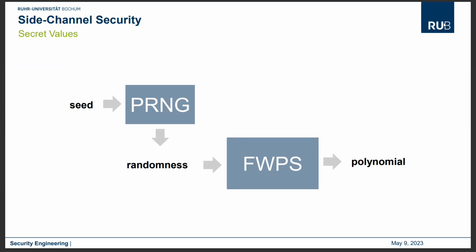For the fixed weight polynomial sampling, we have as inputs some randomness, and the output is a polynomial. And for other schemes, this polynomial is a secret value. So our sampler must not leak any information about the polynomial. But for some of the schemes, we have an additional requirement. The randomness is generated by a PRNG, and the input seed is a secret value. Therefore, the randomness is also secret dependent, and our sampler must not reveal anything about the randomness.